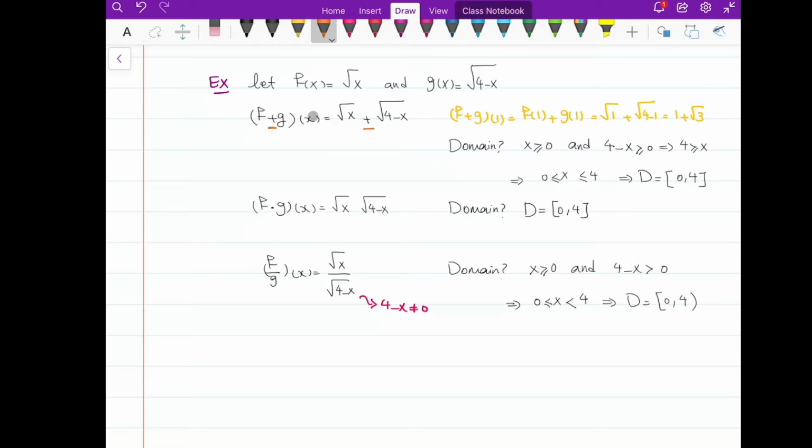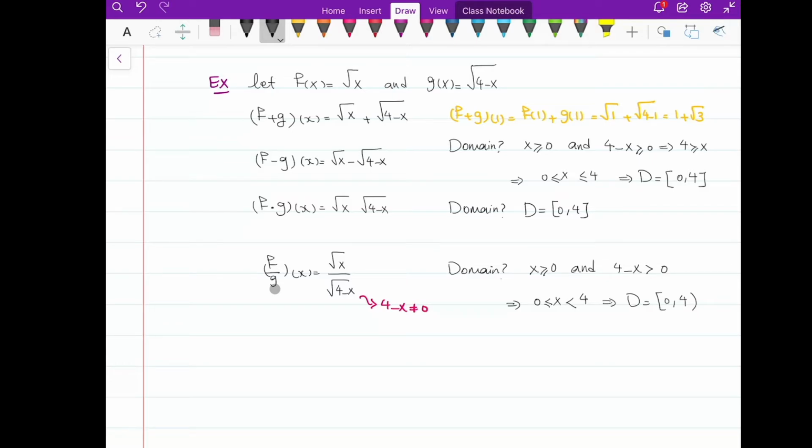F minus g is square root of x minus square root of x. Actually, not to confuse you, I'm going to write it like this. F minus g of x would be f of x minus g of x, and the domain would be exactly the same thing. Okay.